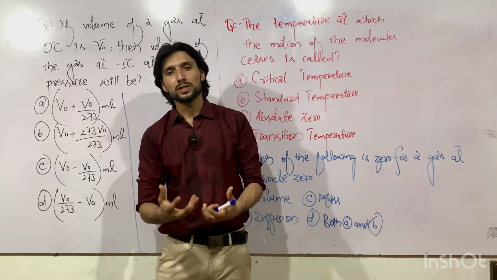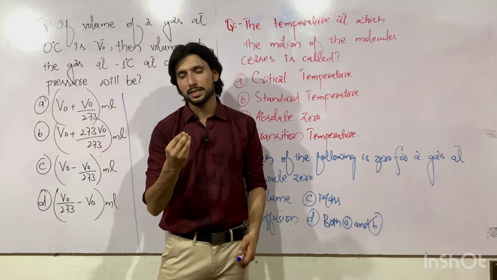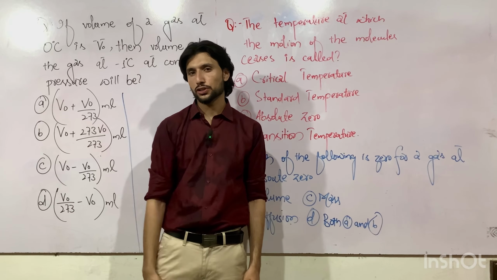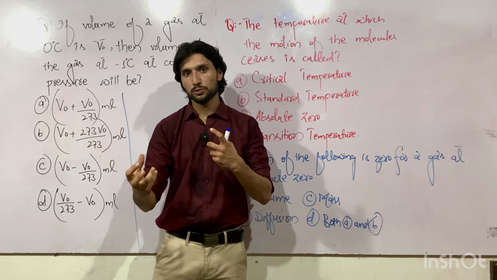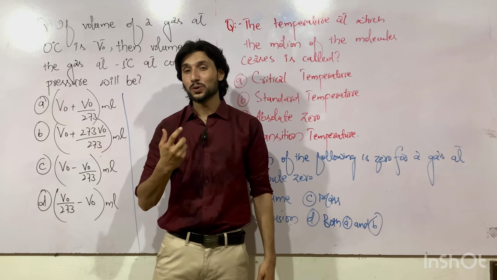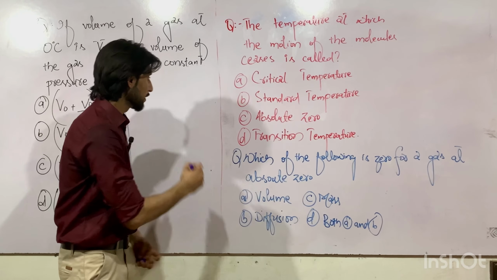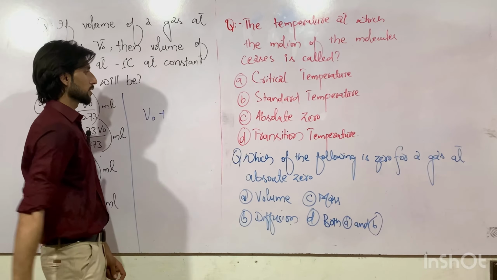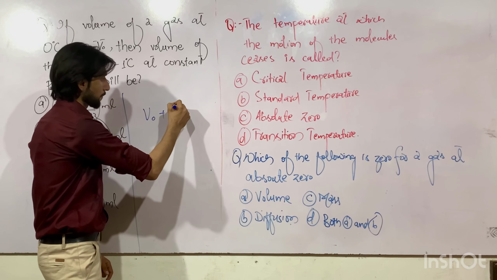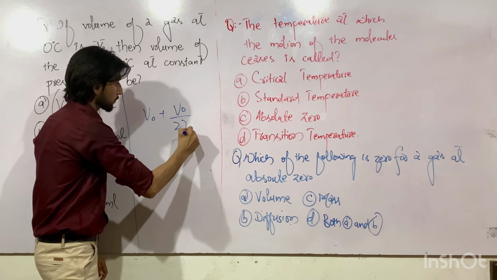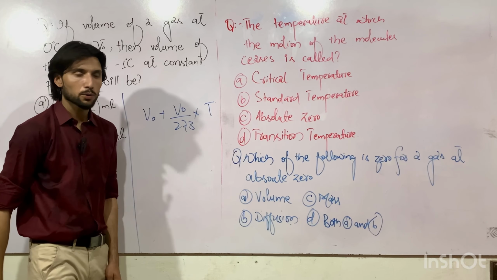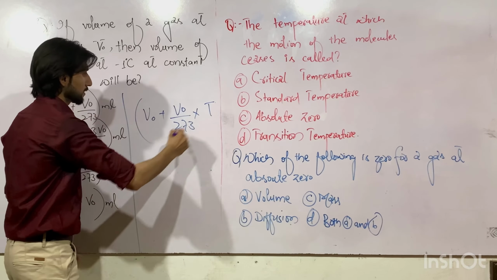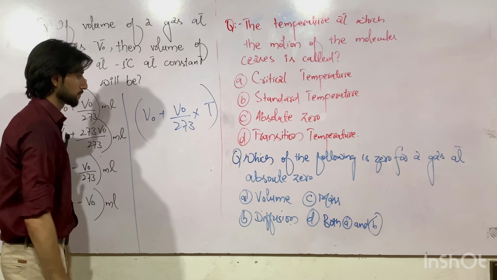So Kelvin said that for every degree Celsius rise and fall in temperature, you will see the original volume change by 1 over 273. You have the original volume of V naught. You will see it change by V naught over 273 multiplied with the temperature change you got. So this is the theory of Kelvin.